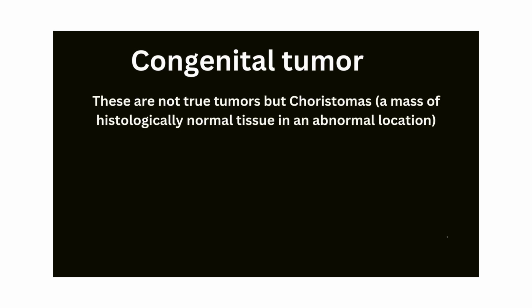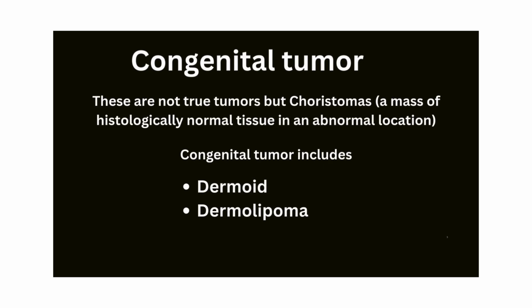The first example of epibulbar tumor is congenital tumor. Congenital tumors are not true tumors but choristomas, which is a mass of histologically normal tissue in an abnormal location. This congenital tumor includes dermoid and dermalipoma.